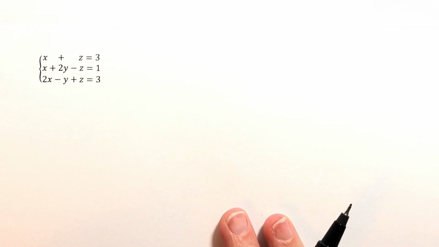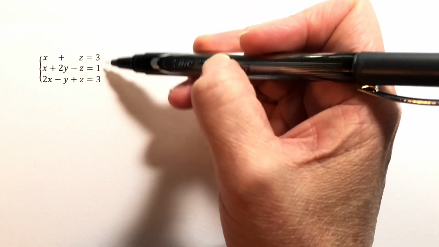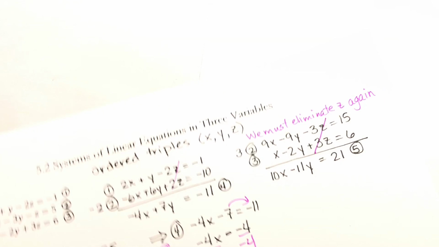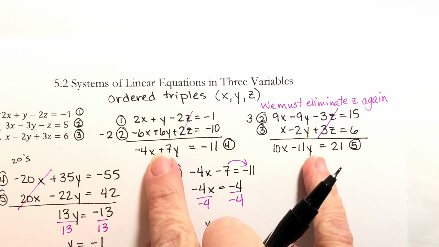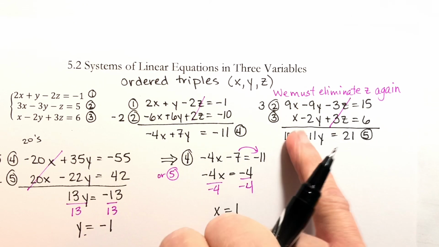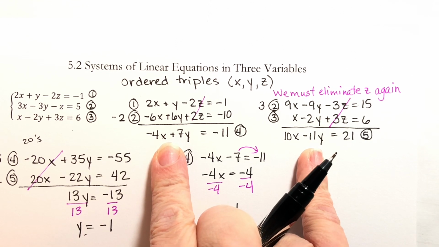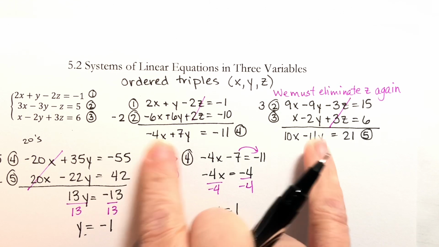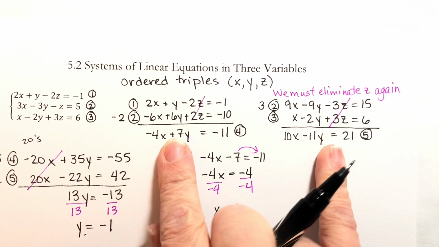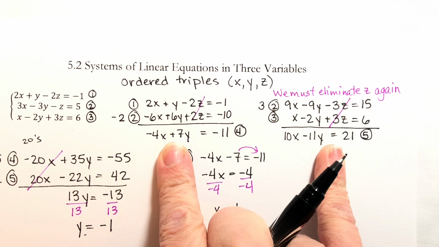This is part 3 of section 5.2. We want to solve this system of equations. Now before I do this, I want to remind you of a couple of things. When we were working out these problems, the whole purpose of pairing 1 and 2 and 2 and 3 was to get two equations with the same two variables. So remember that, because we can use that to make this next problem shorter.